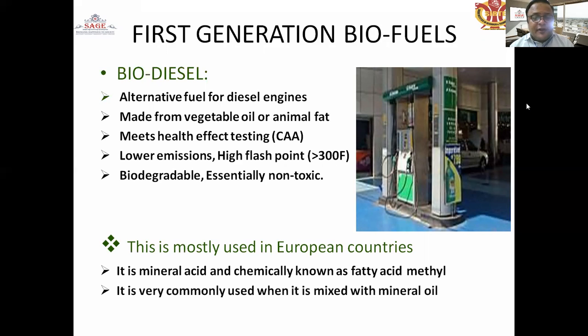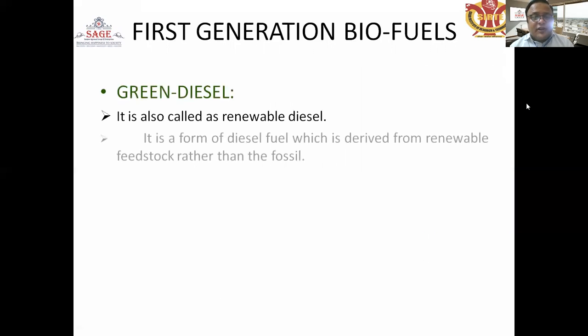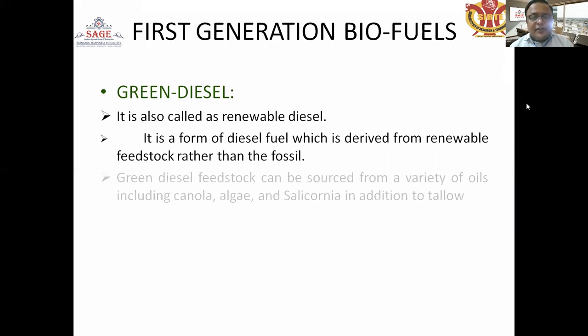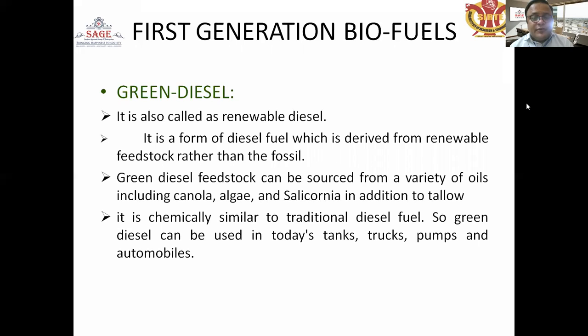It is chemically known as fatty acid methyl ester, and it is very commonly used when mixed with diesel. Green diesel is also called renewable diesel. It is a form of diesel fuel derived from renewable feedstock rather than fossil. Green diesel feedstock can be sourced from a variety of oils, including canola and palm, in addition to tallow. It is chemically similar to traditional diesel fuel.